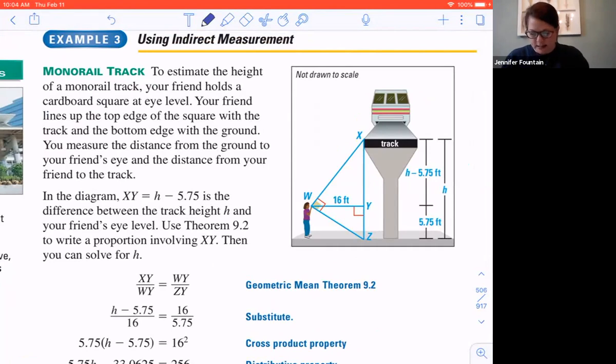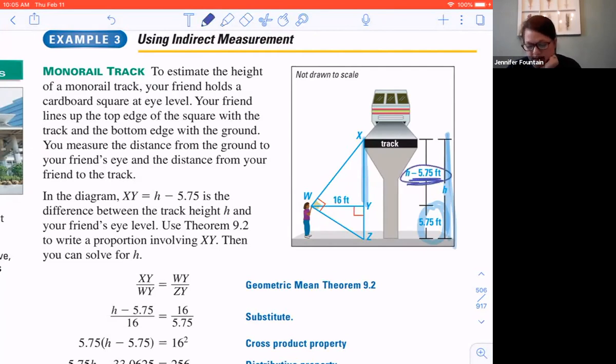All right, in the diagram, when I look at XY, and I'm looking at this segment here, it says it is equal to the height, H, minus 5.75, because I took the total height and then I have to subtract my known. Okay, so remember, I'm going to set that up, and so I have the height minus 5.75, so that's what this segment is here.